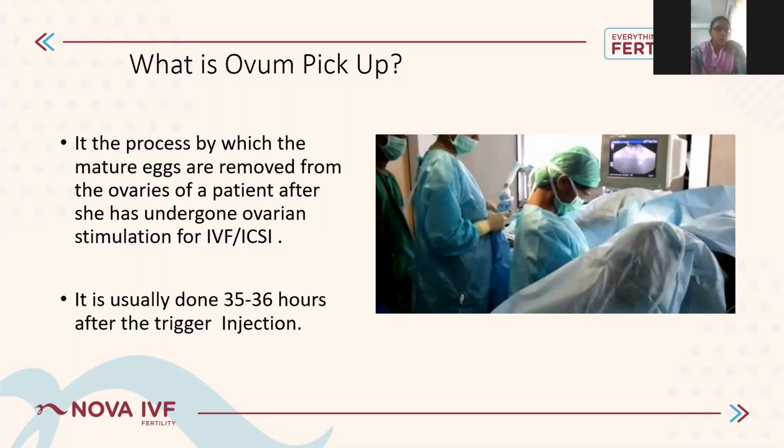So what is the procedure of ovum pickup? Again, the patient has the doubt that whether this procedure is painful. I'll say no, because it is done under anesthesia. See, you can see the procedure. It is done under ultrasound guidance, under anesthesia. So this is the process by which the mature eggs are removed from the ovaries of the patient when the ovary has been stimulated, and is done usually after 35 to 36 hours after the trigger.